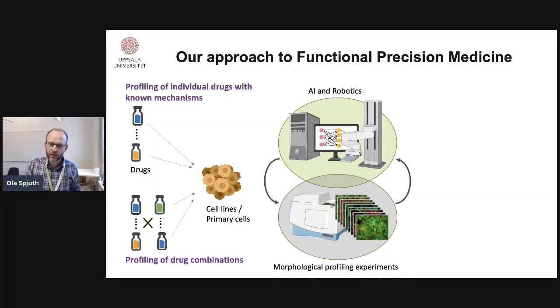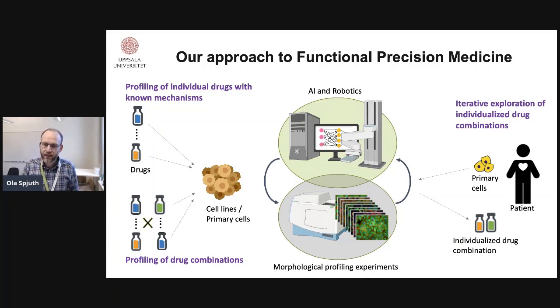And then in the applied setting, which I must say we haven't gotten to yet, we're building up for it, is to get primary cells from patients and be able to, with as few experiments and as few iterations as possible, come up with individualized drug combinations. So this is what we work towards. And as I said, we continue. For every experiment, we build up more data, and I think accumulating enough data here is really the key to success.